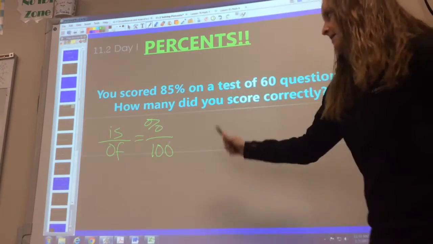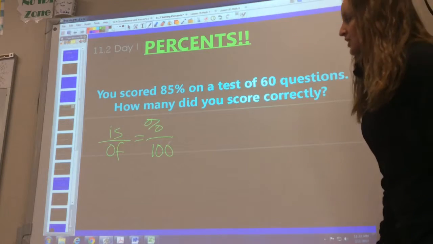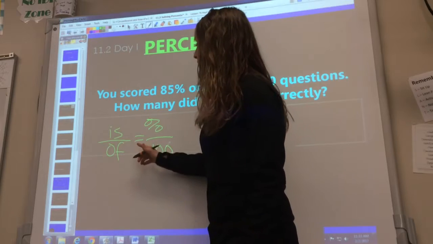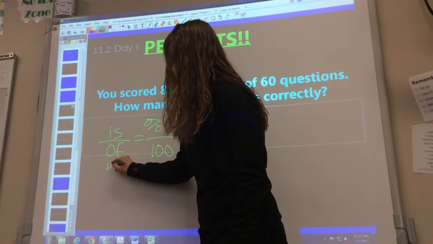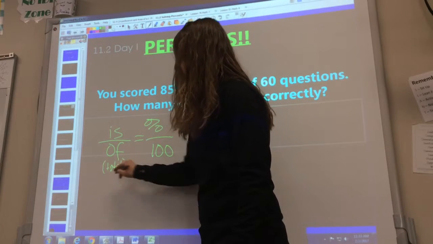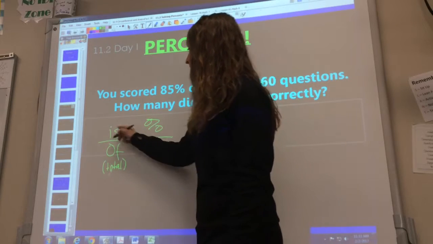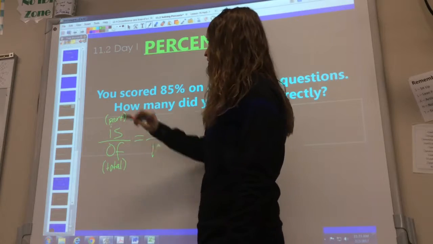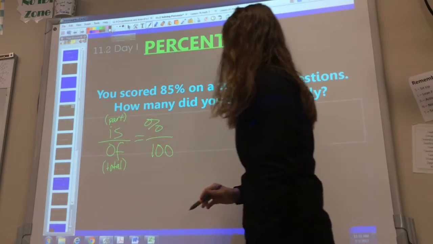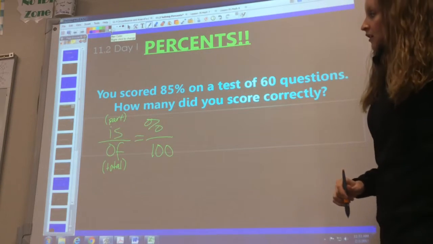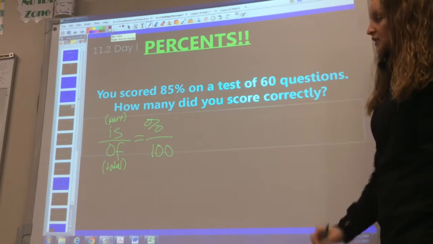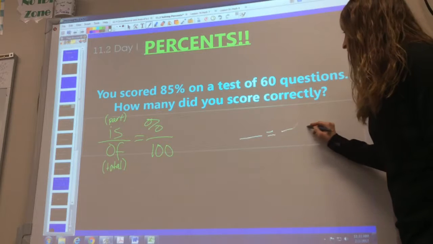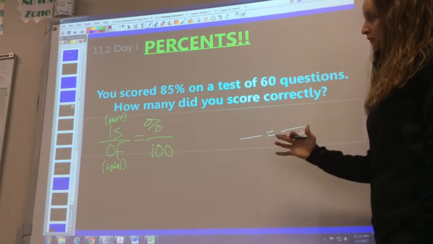Here we go. Remember, is over of equals percent over 100. Now, the next thing that's important to remember, of always stands for your total. Please write that in your notebooks, okay? And is always talking about part of your total. So is is always part, of is always your total. 100 will always stay the same. And sometimes you're given your percent.